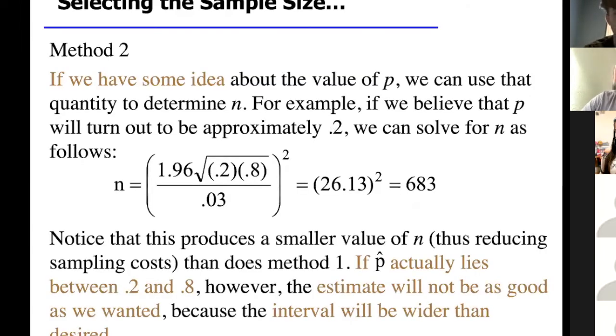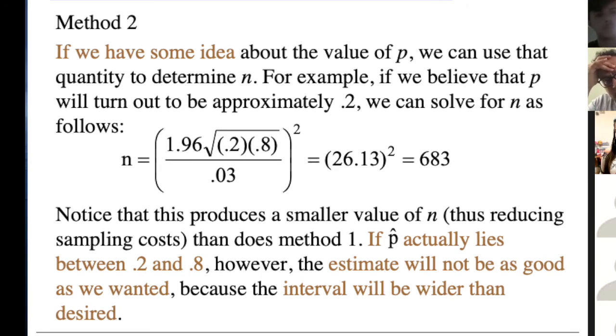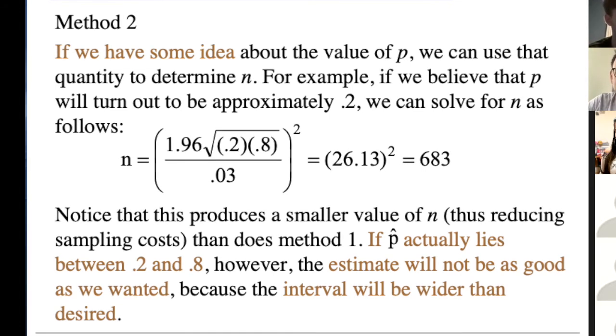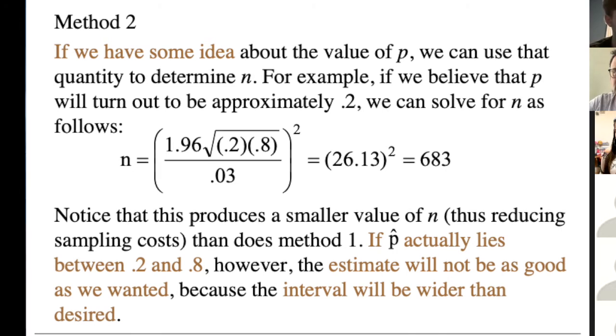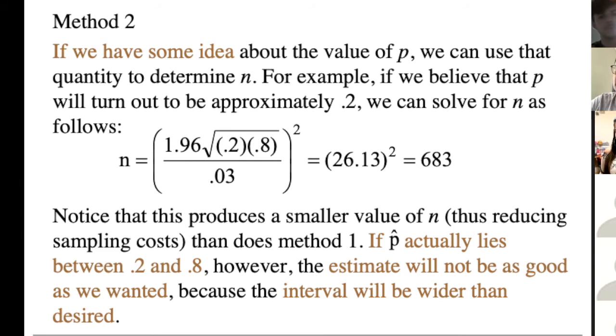Okay, guys. So method number 2 is if you have a guess. If you have a guess of what P is going to be, more or less, then you can insert that P, which is your guess, to see what sample size you need. The good thing with this method is that the number that you get out will be much smaller than the previous method, right?